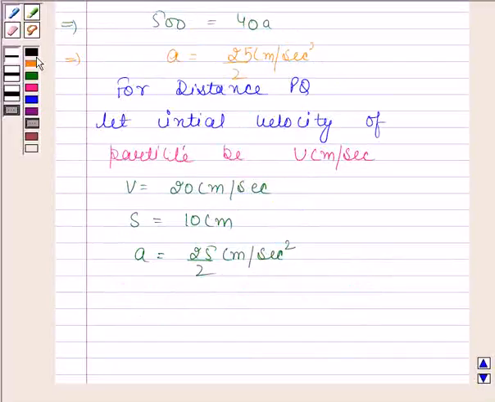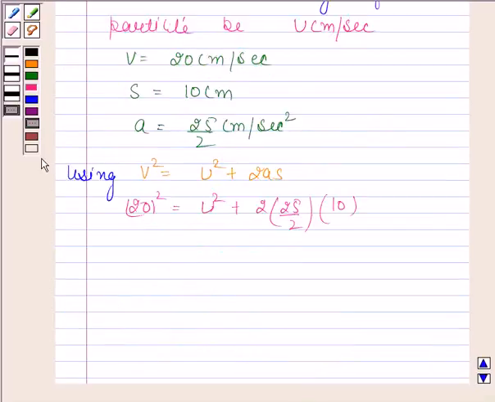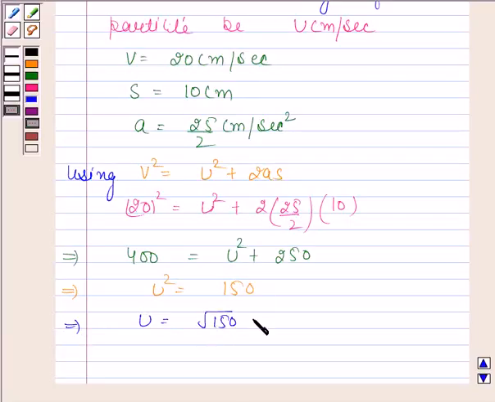Now we know that V squared is equal to U squared plus 2AS. So by using this equation, we will now find the initial velocity of the particle. Now V is 20 cm per second, U is the initial velocity of the particle, A is 25 by 2 cm per second squared, and S is 10. Now this implies 400 is equal to U squared plus 250. This implies U squared is equal to 150, and this implies U is equal to square root of 150 centimeter per second. This implies U is equal to 5 into root 6 centimeter per second.